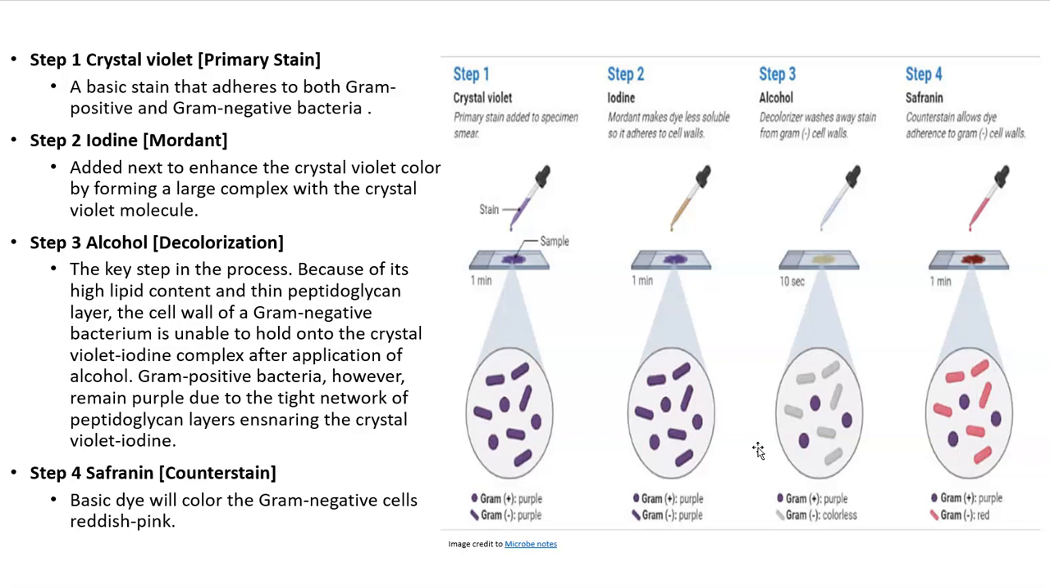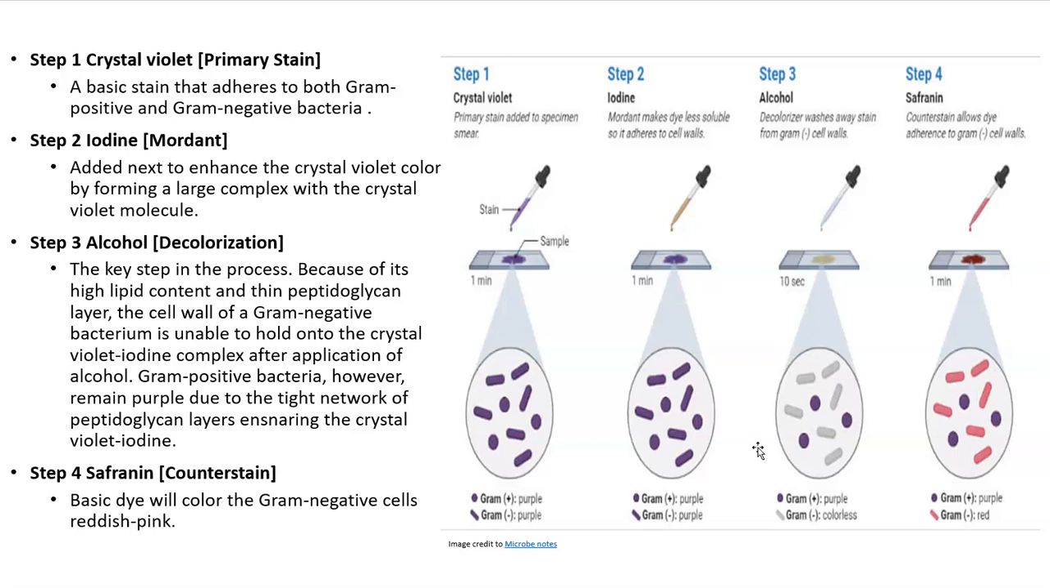And the reason why this is often called the differential step is because this is the first point where the gram-positives are going to look different from the gram-negatives, with the gram-positives being purple and the gram-negatives being clear at this point. So then after the alcohol, you would rinse with water.